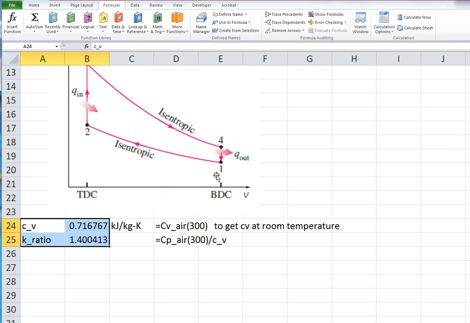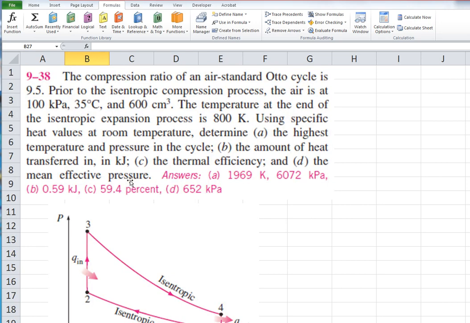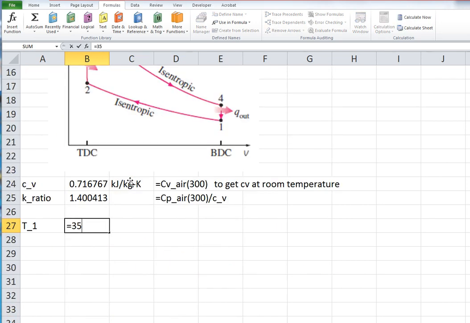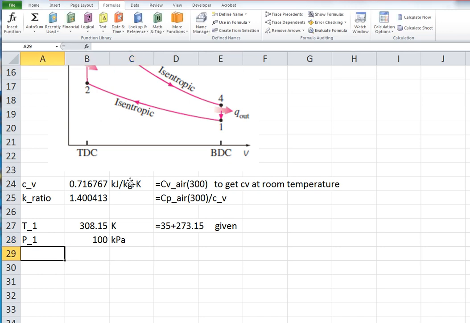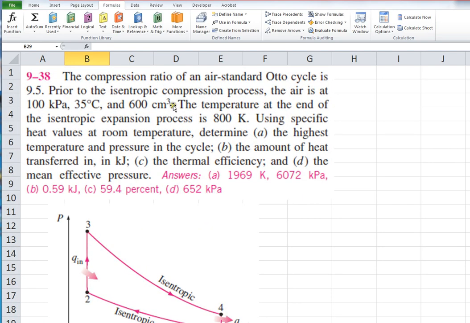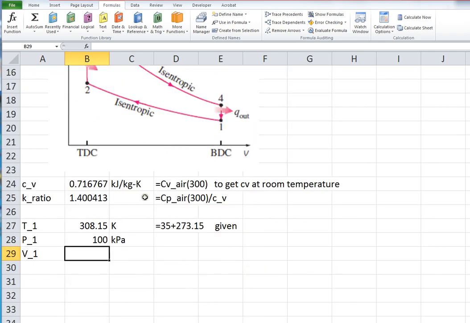So let's see what needs to happen. We know the given temperature T1, he says, is 35 degrees C. So I'm going to go ahead and write that as given information, but I'm going to put it in degrees K. He also gave us the initial pressure, which was 100, and the initial volume, which he gave us in centimeters cubed. It's 600 centimeters cubed.